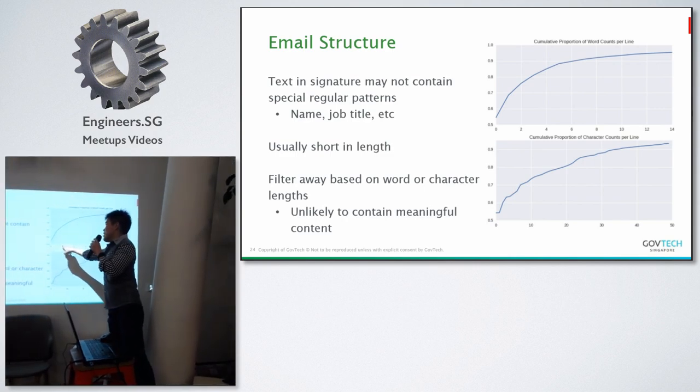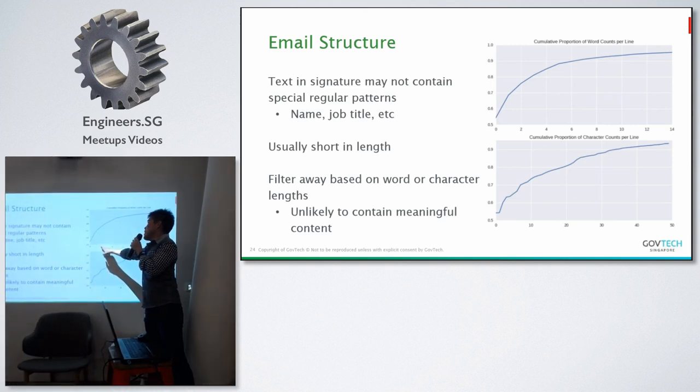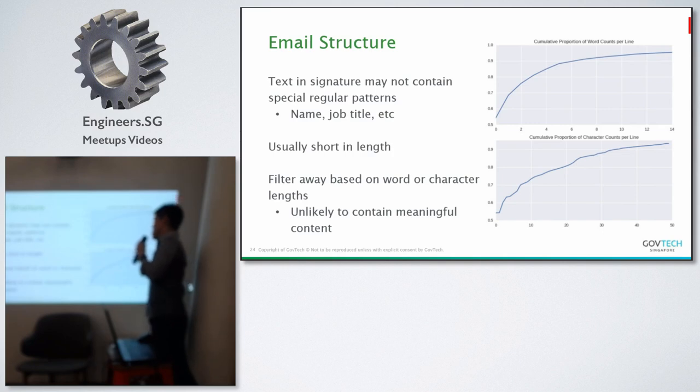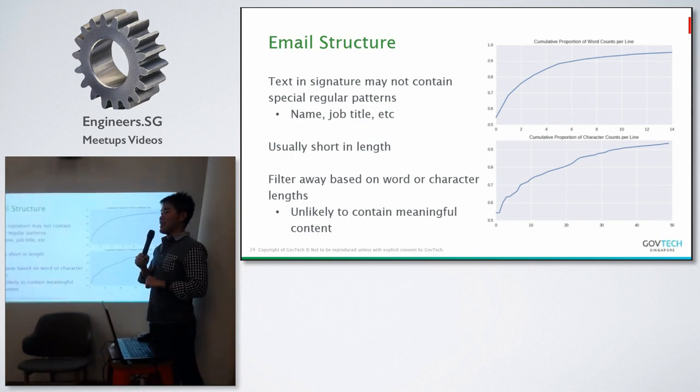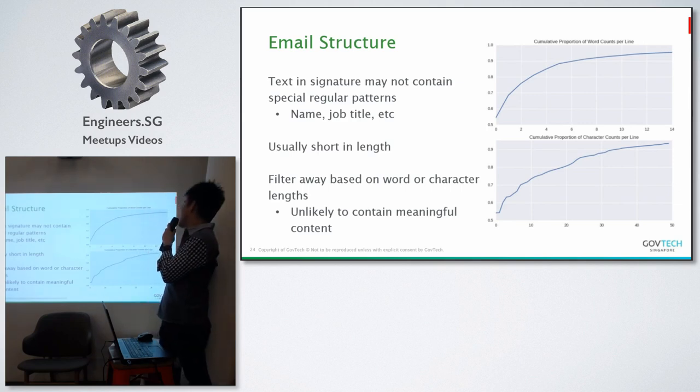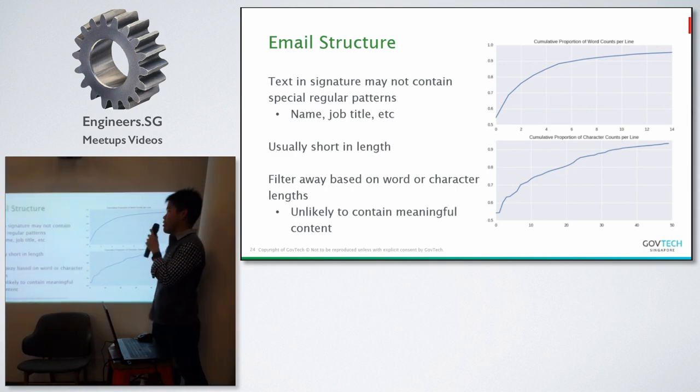For lines with two or fewer words, they form 75% of all the lines in the data. And this one is the same chart on character length. You can see even lines as short as 10 characters already form more than, I don't know, 93% of all the lines in the email.